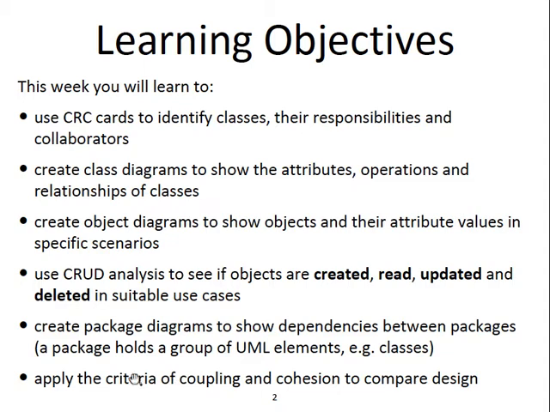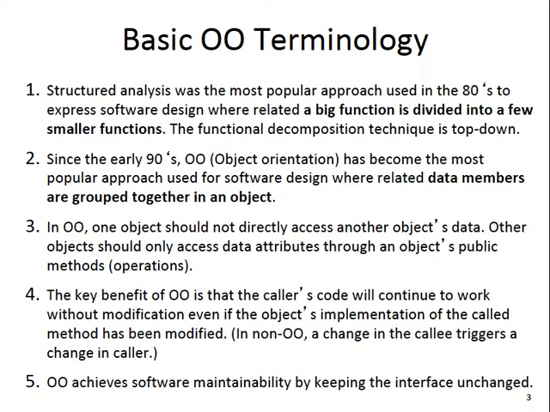And finally, we'll discuss two concepts called coupling and cohesion. And we use them as our criteria to decide whether an OO design is a good one or a bad one. Okay. But so let's remind ourselves with some terminologies.